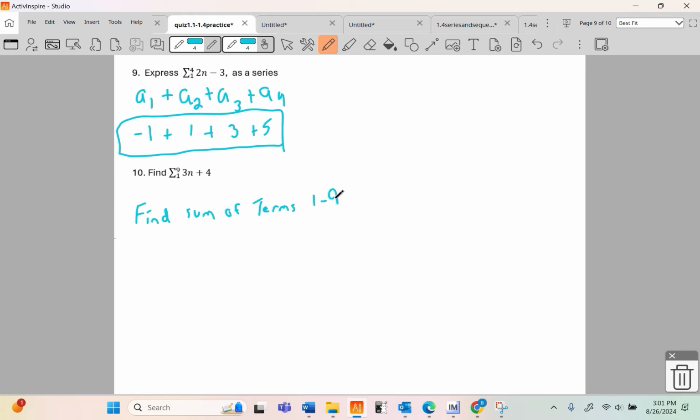Now, you could write this out, if you want to, it's fine. 3 times 1 is 3, add 4, you get 7. Plus, put in a 2, you'll get 10, I think, won't you? 6 plus 4. Plug in a 3, you ought to get 13. You should get 16. You should get 19, 22, 25, 28, and then 31. And then you can add stuff together, right? You can do that.